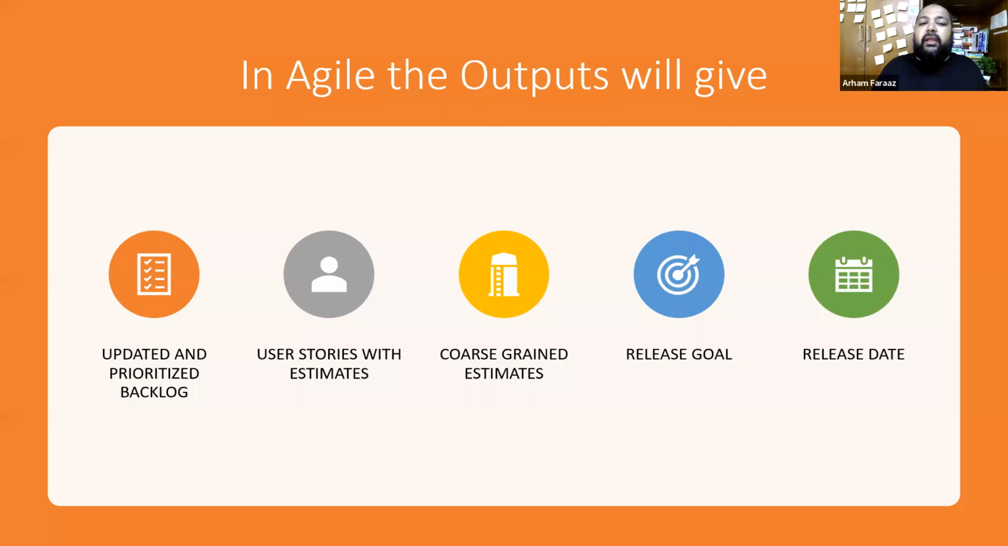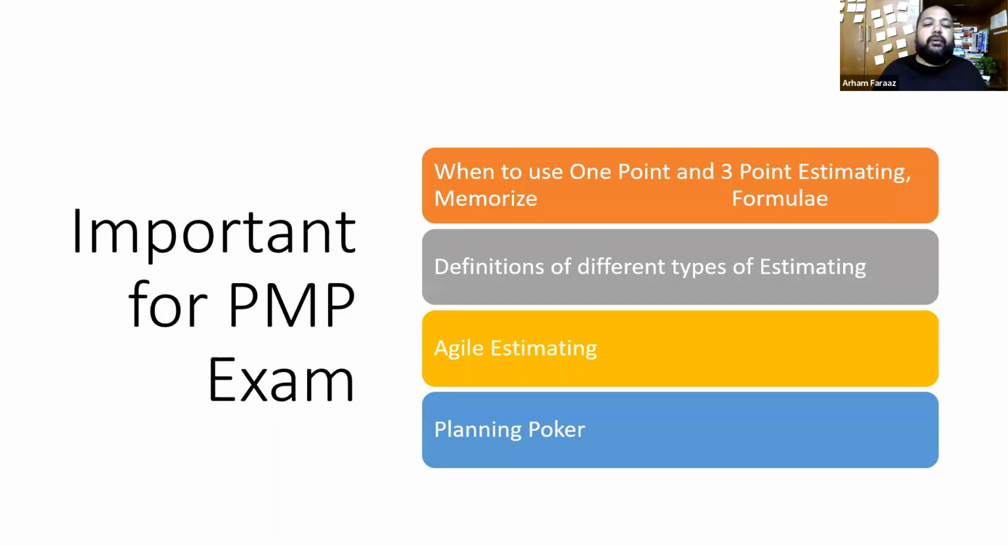Okay. So in Agile, what are the outputs we get in the Agile format, right? We get a prioritized product backlog, we get the user stories with the estimates, we get the refined estimates, the coarse-grained estimates, the release goal is clear, like what is going for this release, when the release needs to be done, and the release date. So these are the outputs we will expect in Agile projects, right? So product backlog update is very important, release date and release goal are also very important.